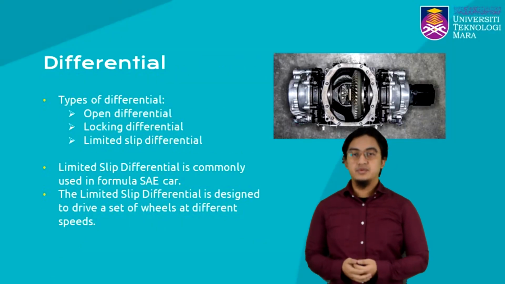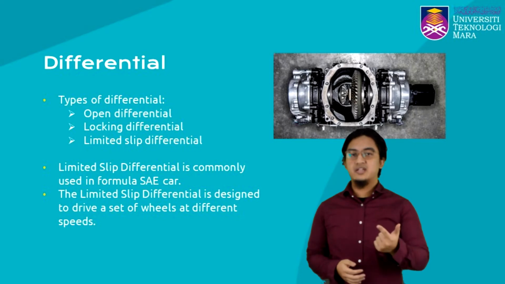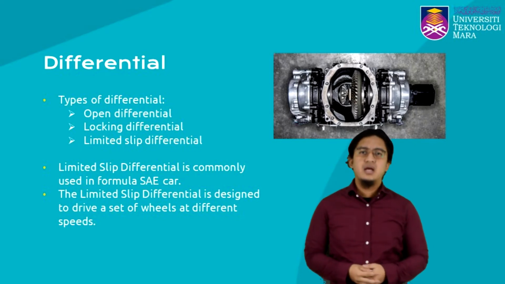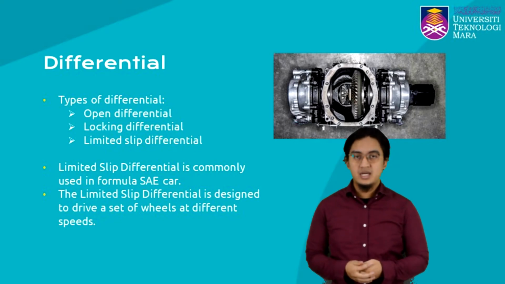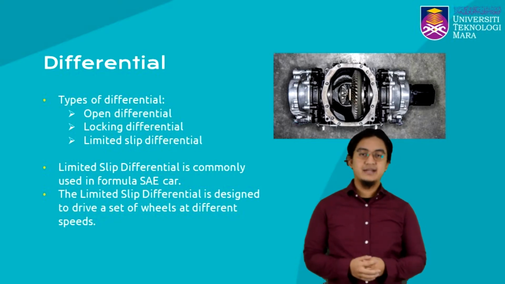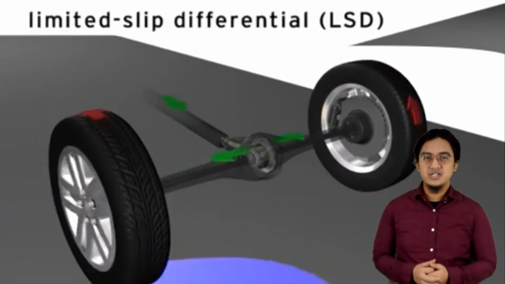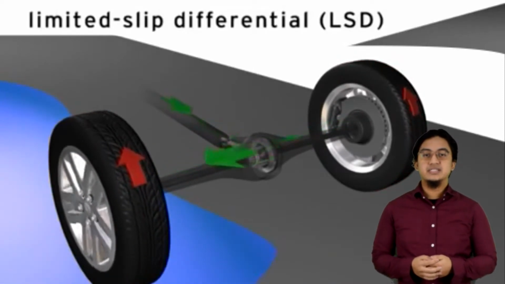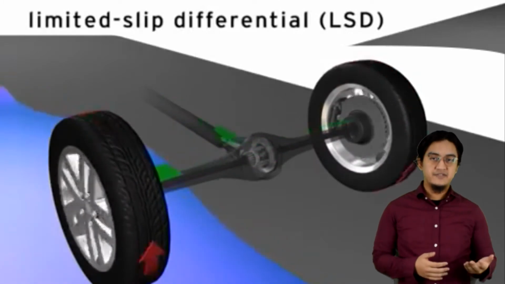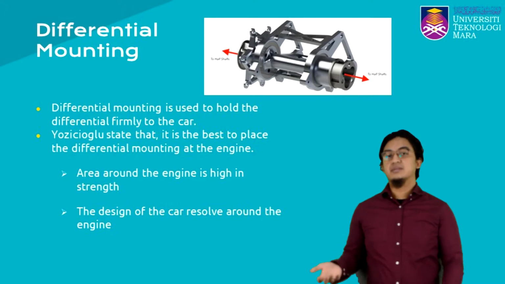Moving on to literature review, there are three types of differential that are commonly used nowadays: open differential, locking differential, and limited slip differential. The limited slip differential is the most commonly used in Formula SAE car, including UiTM Formula SAE car. As its name suggests, the limited slip differential limits its independency of transmitting the torque on both wheels. If one wheel is on the slippery surface and the other is on the dry surface, the car can still move without skid.